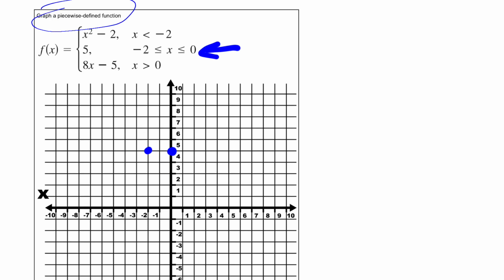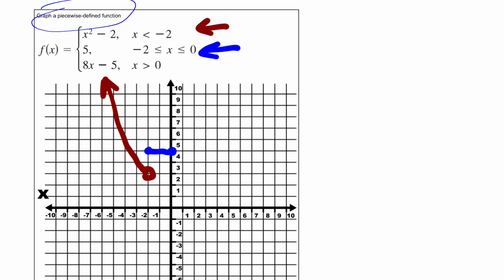I'll start with this middle piece. It ends at -2 and 0, and there's a flat horizontal line between them. For this top graph, if you were to plug in a -2, that would give you 2, so I'm going to put an open circle there. And this is pretty much the left side of a quadratic. That's a rough sketch, but it'll look something like that.